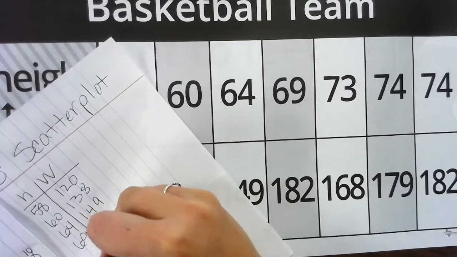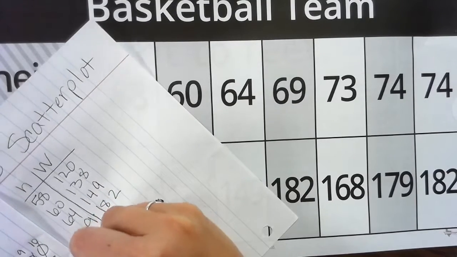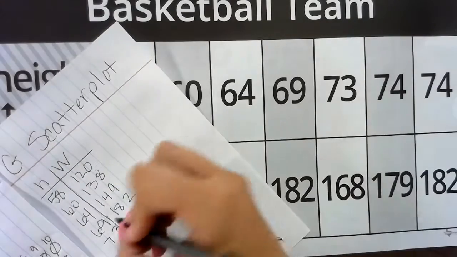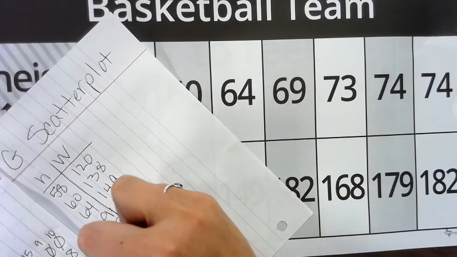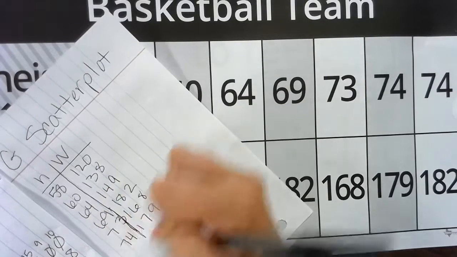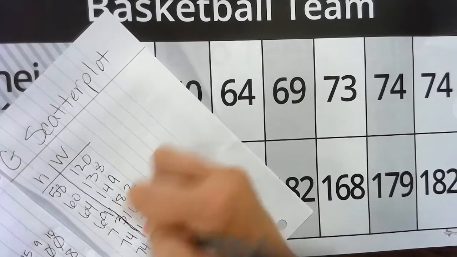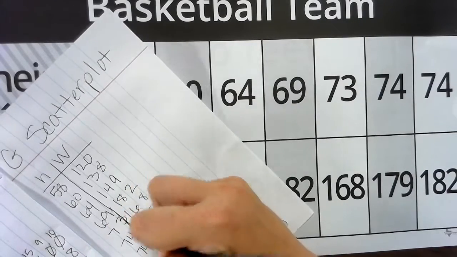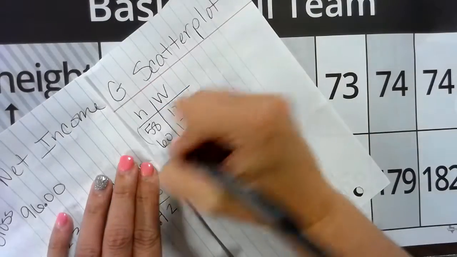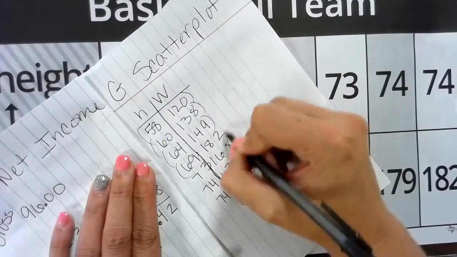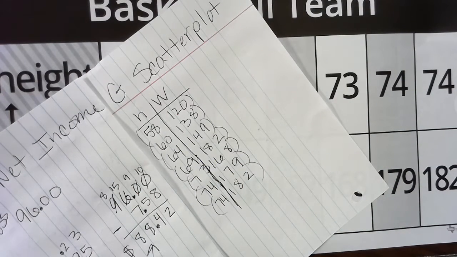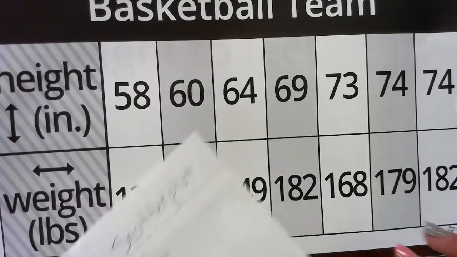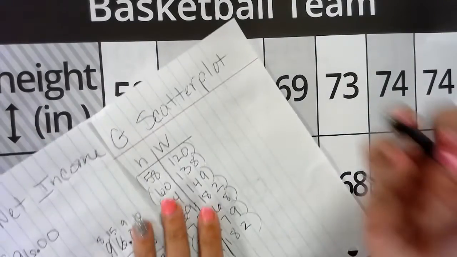69, 182, 73 gives me 168. 74 gives me 179, and the 74 gives me 182. Okay, so that's my data, and these become my ordered pairs right there. One is X, one is the Y, okay? So I want the height to be my x-axis.